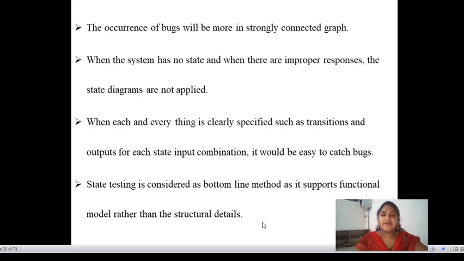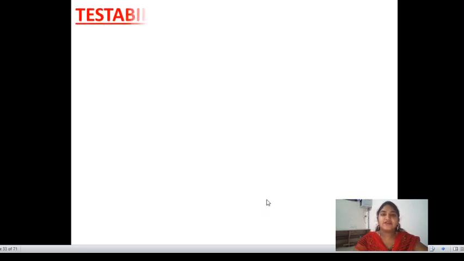So that is the way to define state testing implementation issues, and it is considered a bottom line method as it supports the functional model rather than the structural details. So it totally supports the functional model rather than structure. You can call it all the implementation issues.